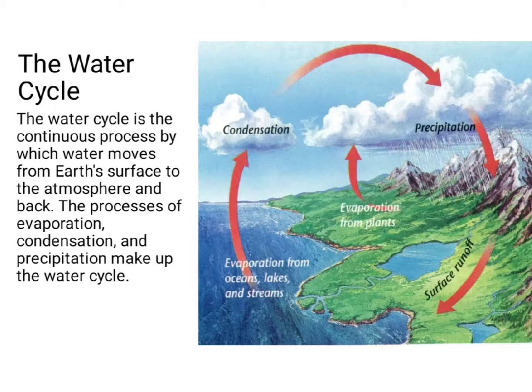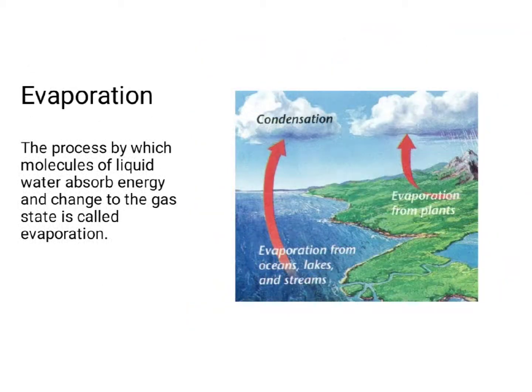The water cycle. The water cycle is the continuous process by which water moves from Earth's surface to the atmosphere and back. The processes of evaporation, condensation, and precipitation make up the water cycle. As you can see in the image, this is the water cycle. Evaporation: the process by which molecules of liquid water absorb energy and change to the gas state is called evaporation.